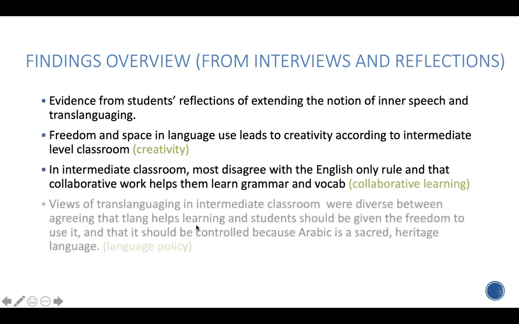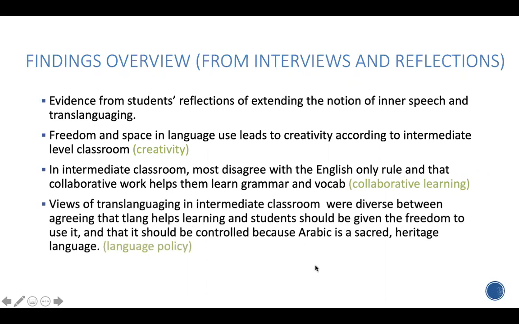So part of the language policy, because of the context of this study, the language policy for teaching is not to use their Arabic or their first language. So it was challenging for students to make that shift and to be able to make use of their linguistic repertoire freely.